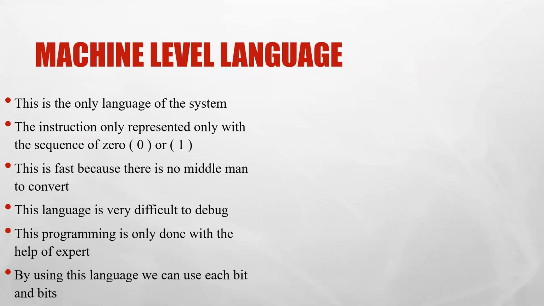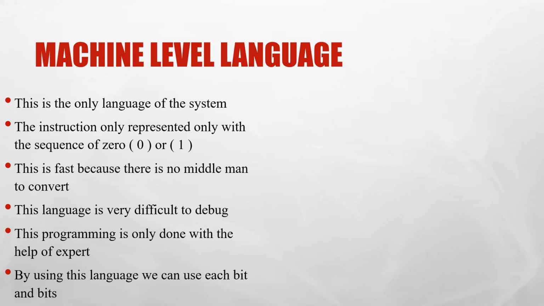So it is going to speak directly with the system. This is very difficult to debug. Why is it very difficult to debug? Because we always use zeros and ones. Whenever we use zeros and ones, we have difficulty working on a system. Means we cannot think in all zeros and ones. For this reason, this becomes very difficult.